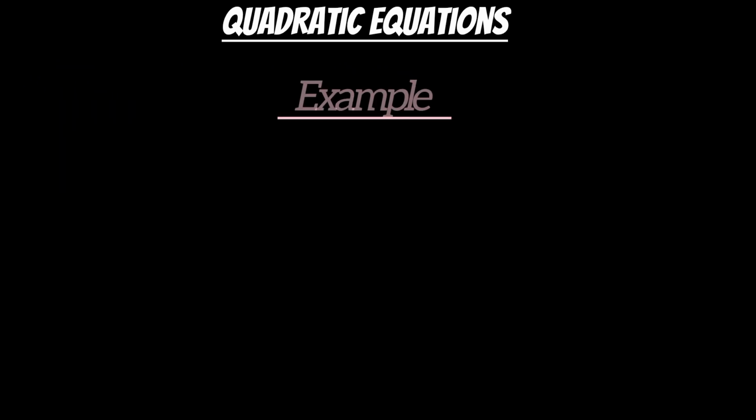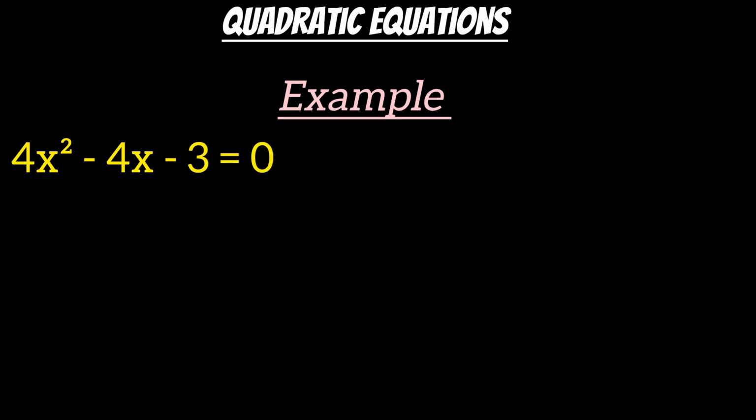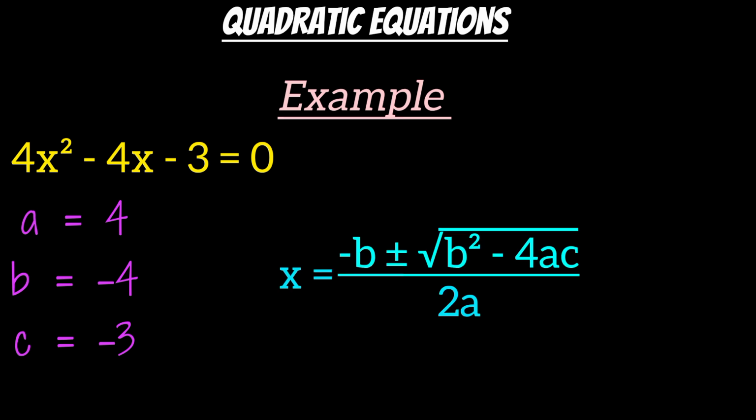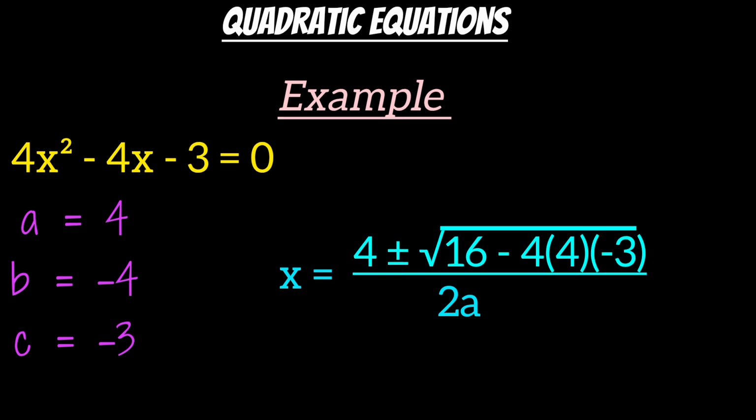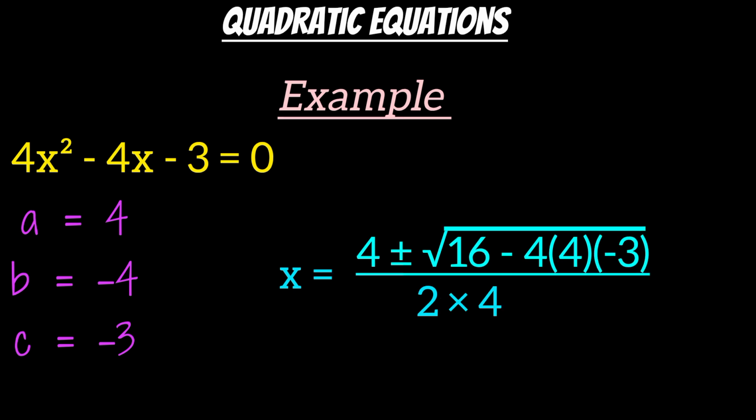Let's look at an example. 4x squared minus 4x minus 3 is equal to 0. We first identify a, b and c. Our a is 4, our b is negative 4, and our c is negative 3. In the case of a negative sign, ensure you pick the negative. Now we substitute in our formula and we shall have x being equal to 4 plus or minus the root of 16 minus 4 multiplied by a, which is 4, multiplied by c, which is negative 3, and we divide all of this by 2 multiplied by a, which is 4.